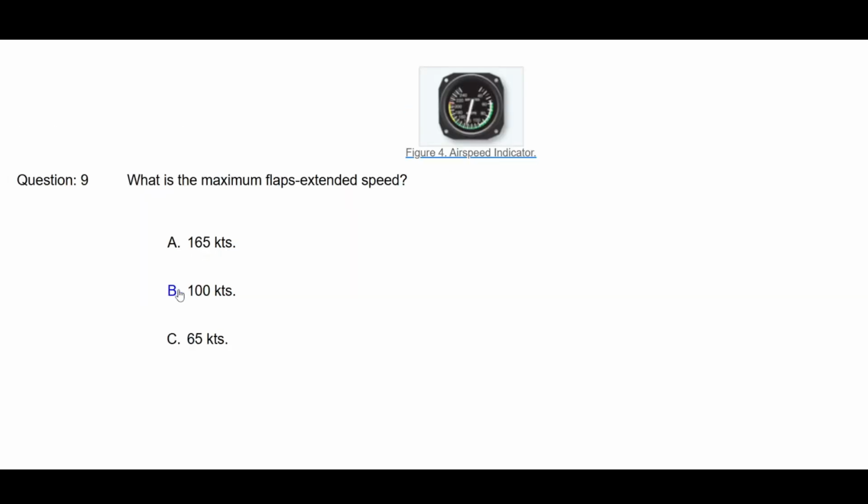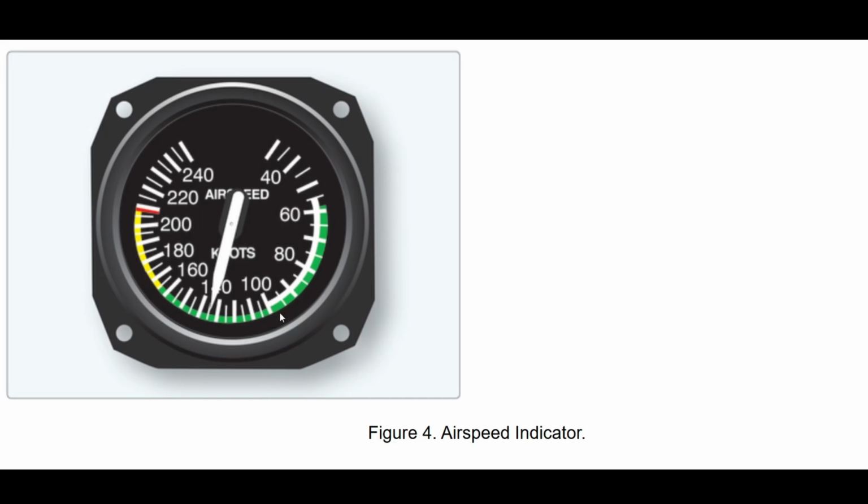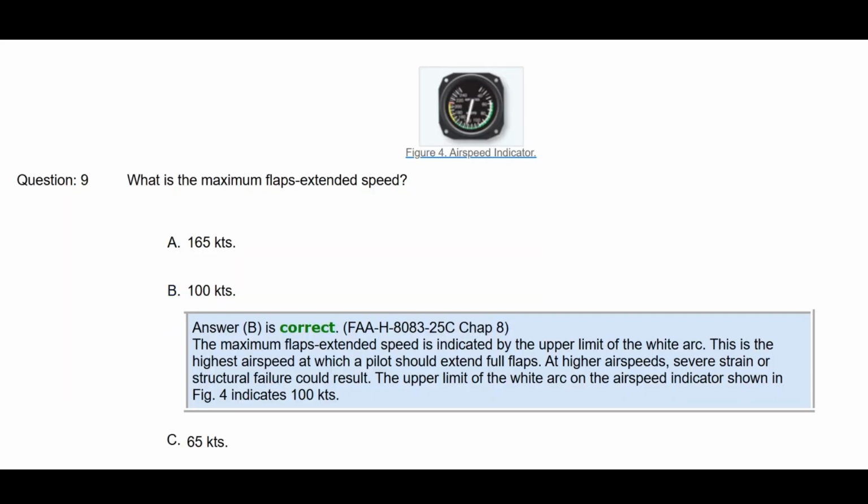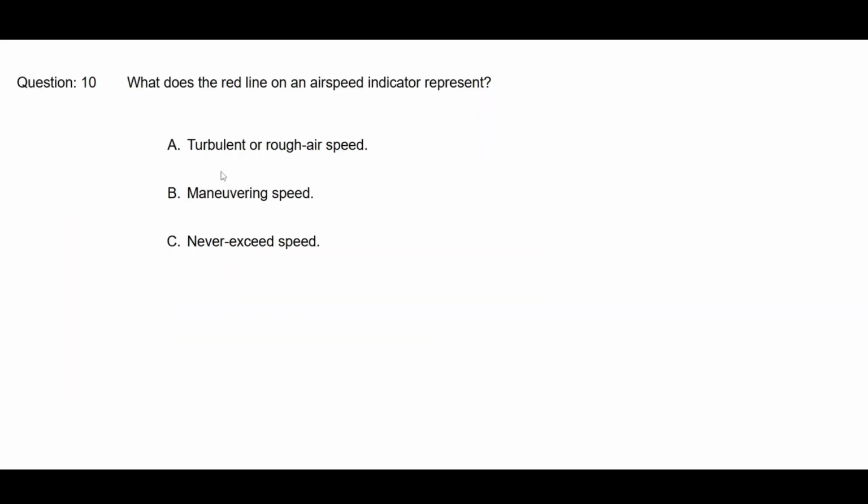What is the maximum flap extended speed? The maximum flap extended speed is 100. That's where it ends. Question 10. What does the red dial on an airspeed indicator represent? Answer is C, never exceed speed.